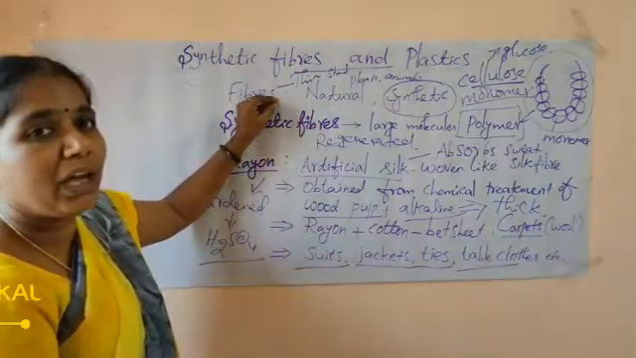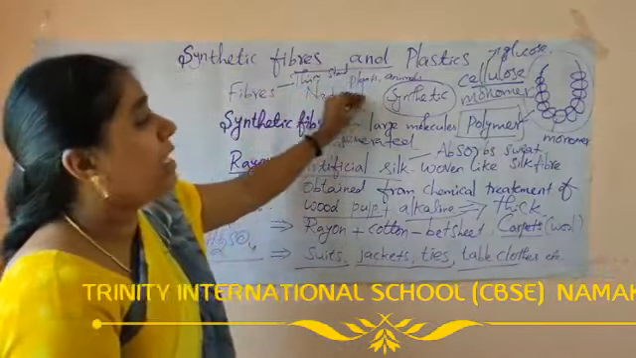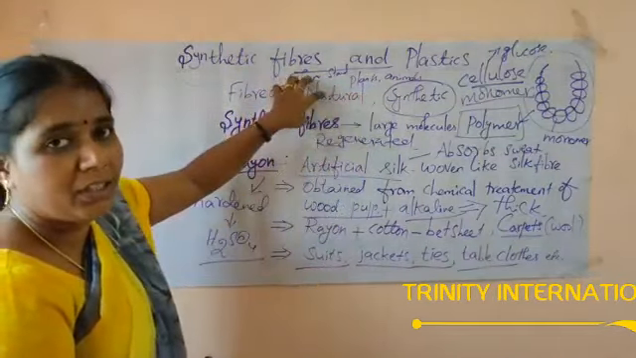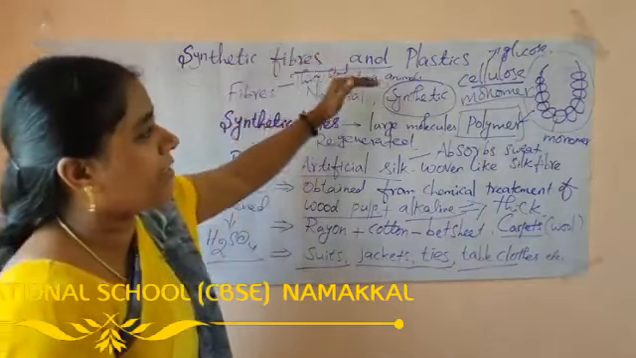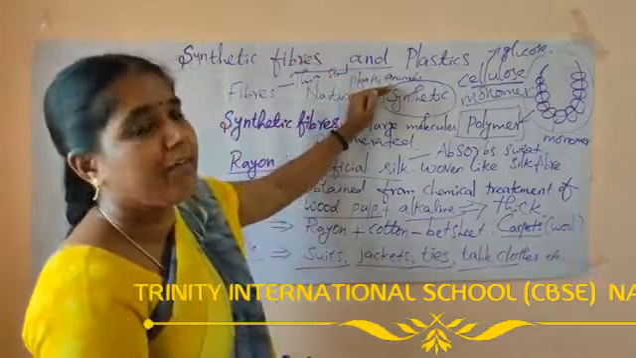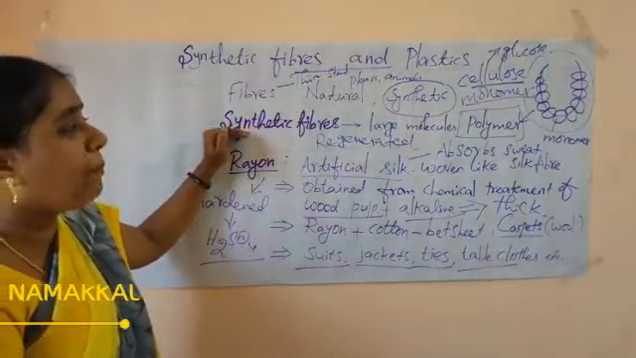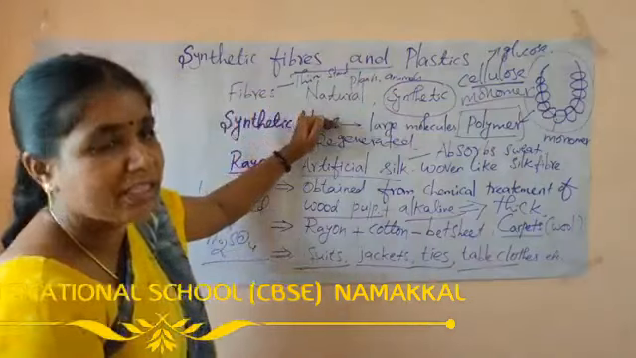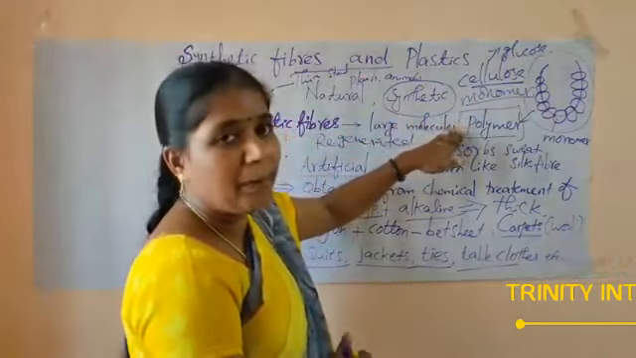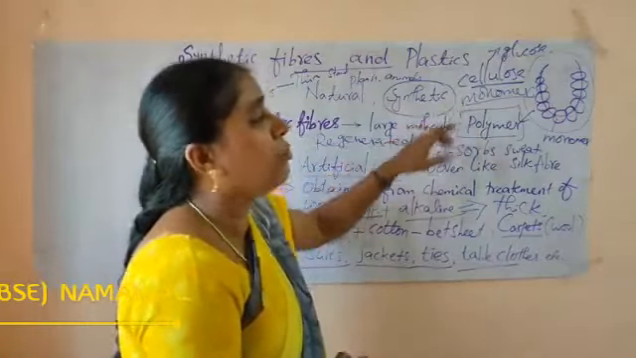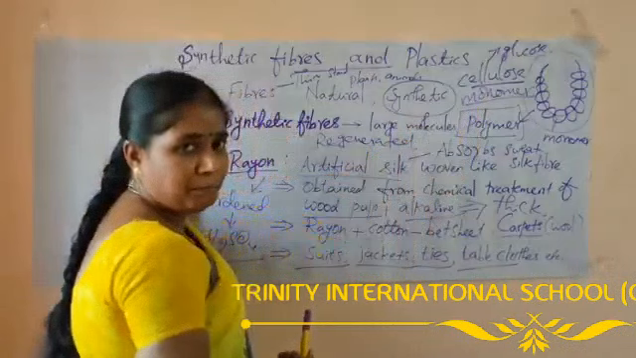And the fibers we have different types, natural fiber as well as synthetic fibers. Natural fibers you have already learnt in your lower classes like 6th and 7th standard. In your 8th standard we are going to discuss synthetic fibers. These synthetic fibers are normally made with the help of large molecules called polymers. A polymer is made up of many smaller units called monomers. These monomers combine together to form a polymer.